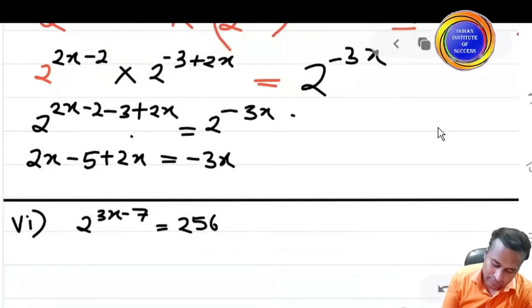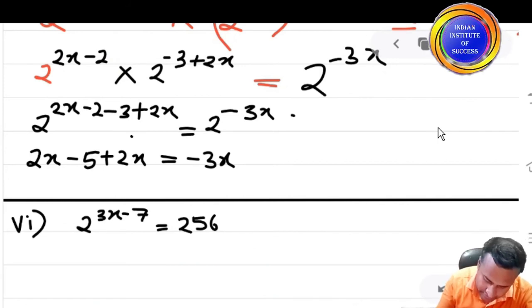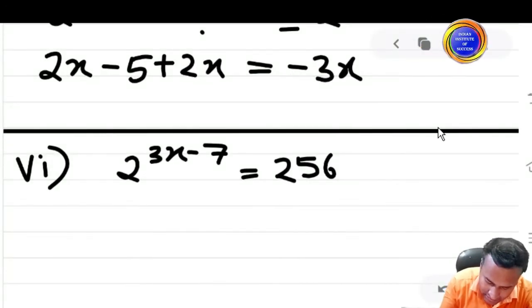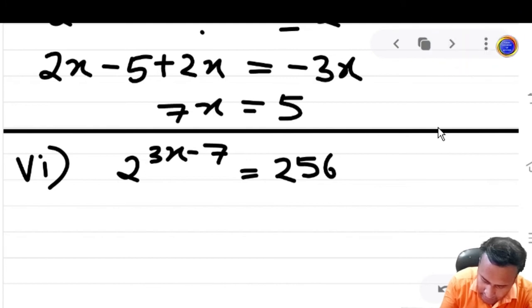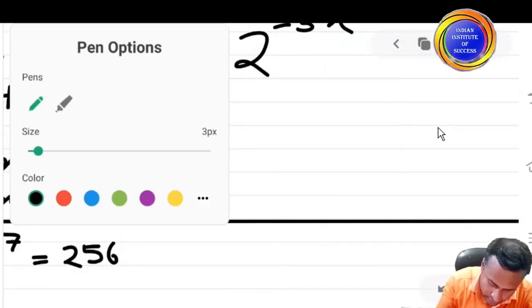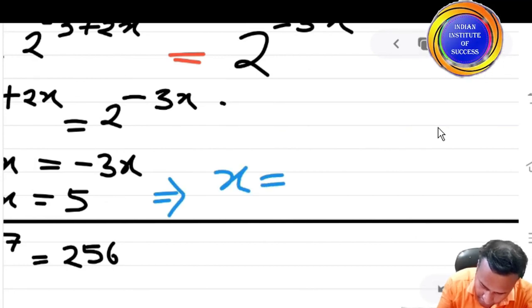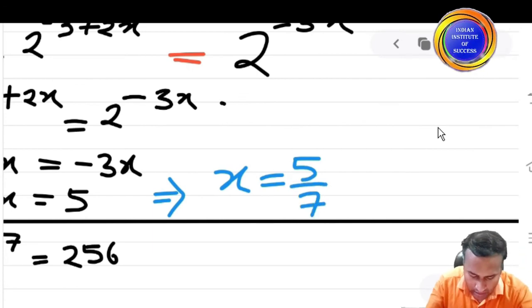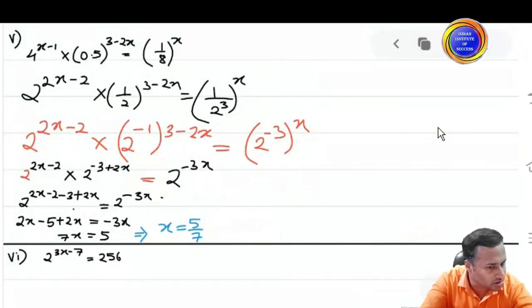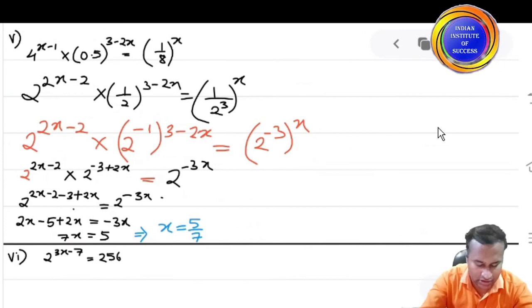So minus 3x will go to the left hand side and 5 will go to the right hand side. 2x plus 2x is 4x. So here we can say that 4x plus 3x is 7x. 7x equals 5. Then you can easily understand x equals 5 upon 7. I hope you understood this question as well. This is a very easy question, you can understand smartly. Okay, I have solved everything here. Now give attention to the next one.